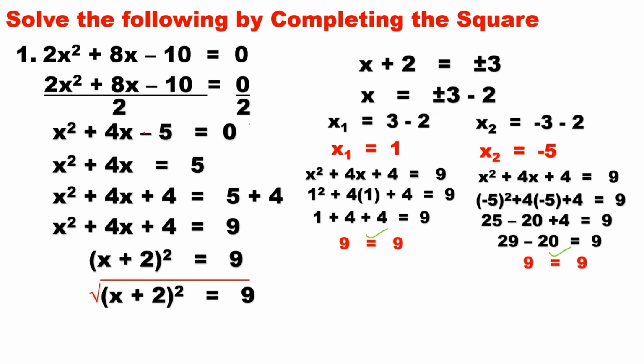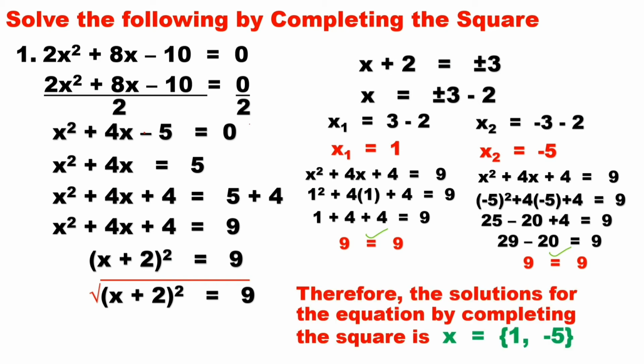Do the same to negative 5, substitute to the original equation, and as you see on the solution at the right side of the screen, 9 also is equal to 9. It means that negative 5 is also a solution. Therefore, the solution for the equation by completing the square is 1 and negative 5.